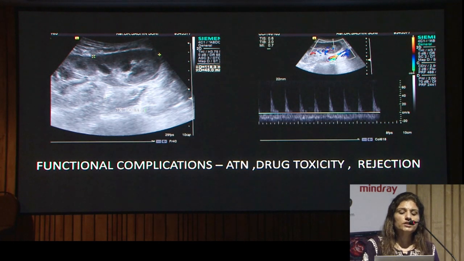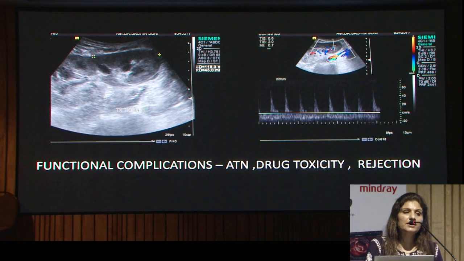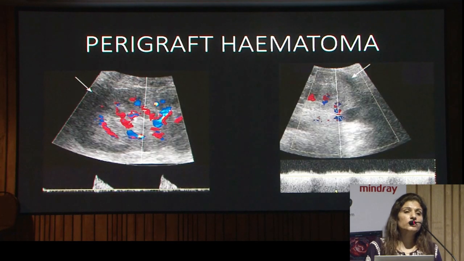So as I said, these functional complications, that is ATN, drug toxicity, rejection, all of them present with altered echogenicity, the kidney appearing bulky and edematous, and a raised intrarenal RI. For all these things, we would require a biopsy. Again, if it is drug toxicity, a biopsy with a drug level will help the surgeon to come to a diagnosis.